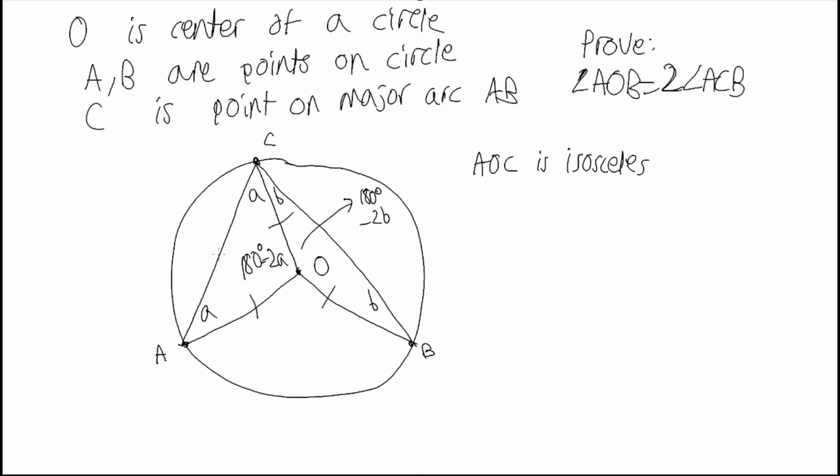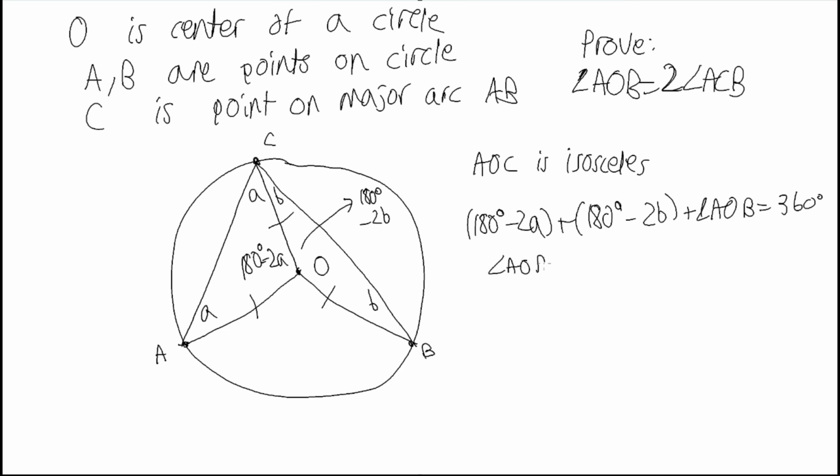And now we can finish. If we look at this angle AOB, we can relate it to these other ones by using a 360-degree rotation, because the sum of these three angles here is 360 degrees by default. So that means that we have 180 degrees minus 2A plus 180 degrees minus 2B plus the angle AOB is equal to 360 degrees. And if we solve it, we get angle AOB is equal to 2A plus 2B.